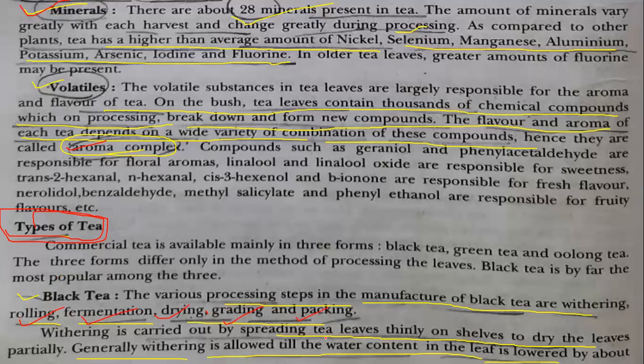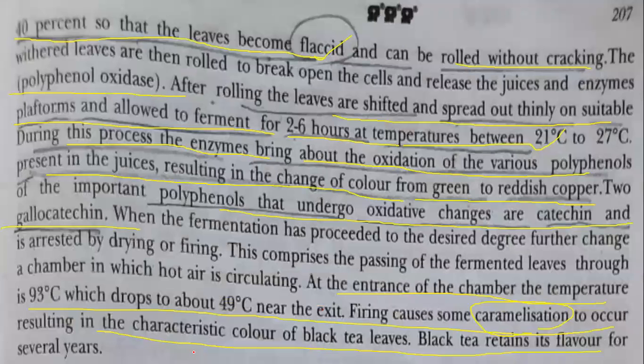Withering is carried out by spreading tea leaves thinly on the shelf to dry the leaves partially. Generally, withering is allowed till the water content in the leaf is lowered by about 40% so that leaves become flaccid and can be rolled without cracking.